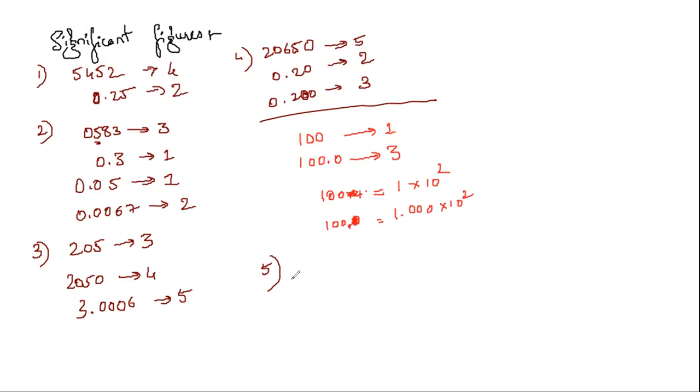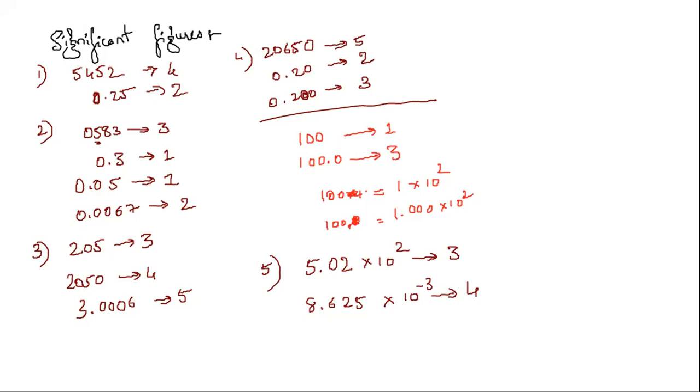In numbers written in scientific notation, all the digits are significant. For example, if you are representing 5.02 into 10 raised to 2, how many significant figures does it have? 1, 2, 3. So it has three significant figures. Another example, 8.625 into 10 raised to minus 3. How many significant figures? It has four significant figures. So these are the rules for significant figures.